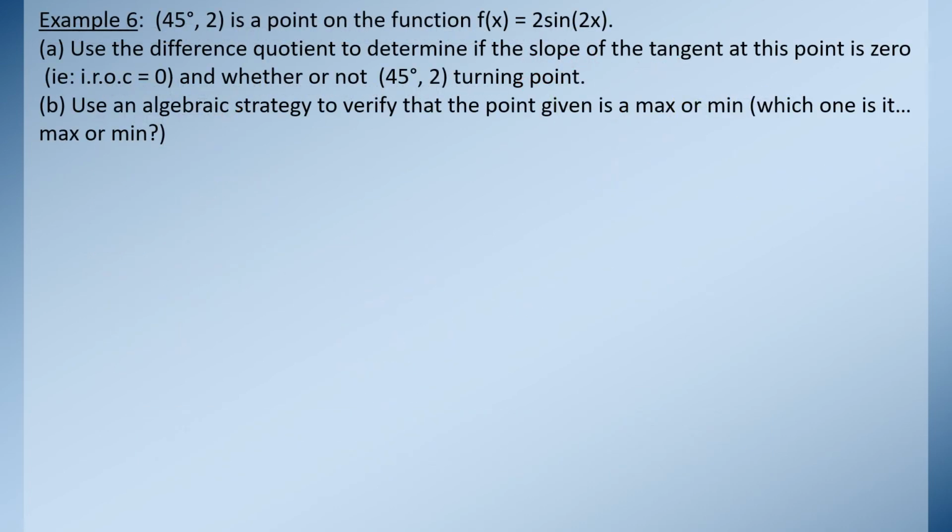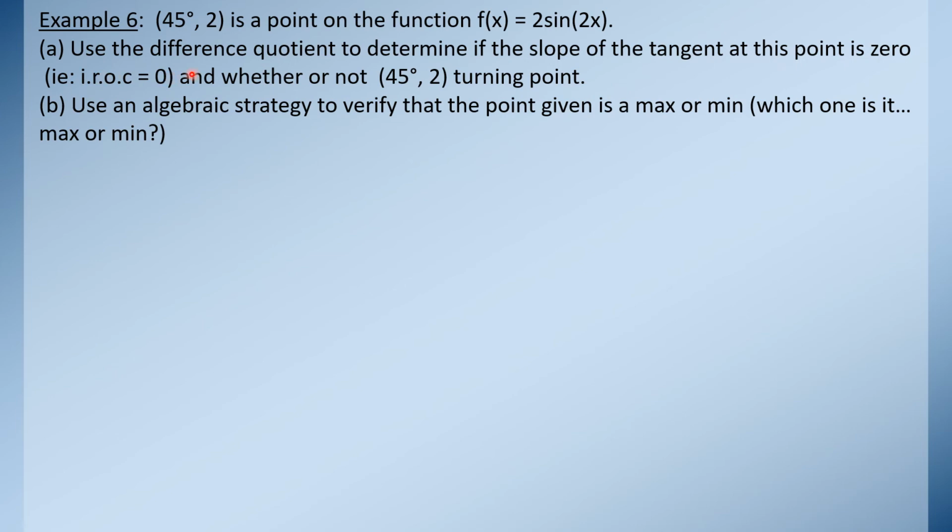Example 6. We're going to move on to a sinusoidal here. We've got f at x equals 2 sine 2x. Amplitude is 2, k value is 2. This is a point. 45, 2 is a point on the function. We're going to use the difference quotient to determine if the slope of the tangent at that point is 0.